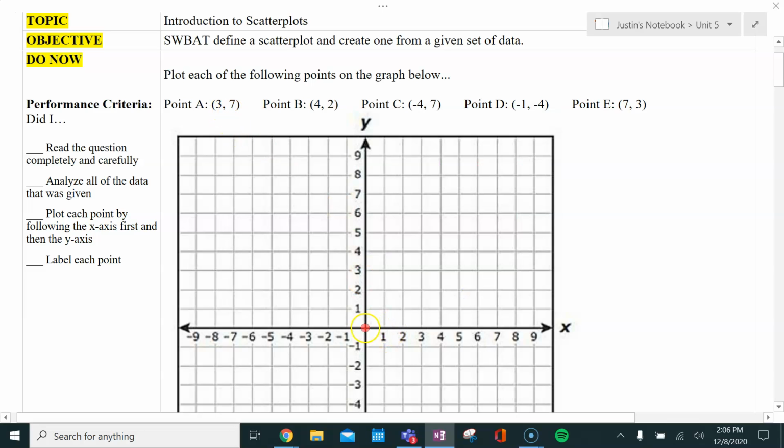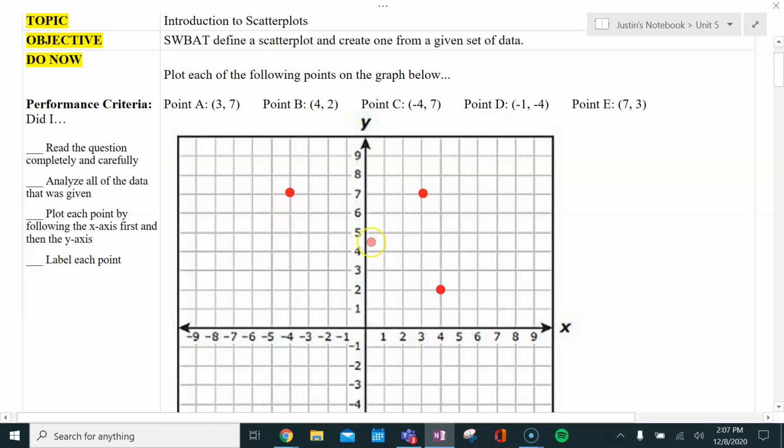(3, 7). So on our x-axis we go over to the right +3 and then up 7. For our point B, starting at the 0, 0, the origin, over to the right 4 units, +4 up 2. Point C would be -4, 7, so starting in the middle again, over to the left -4, up 7 units.